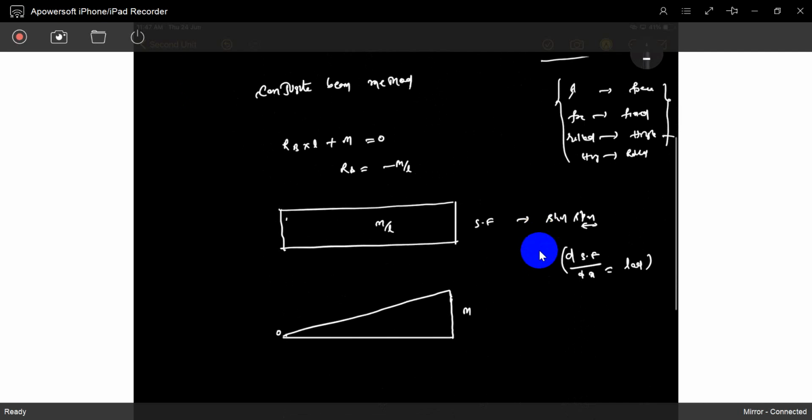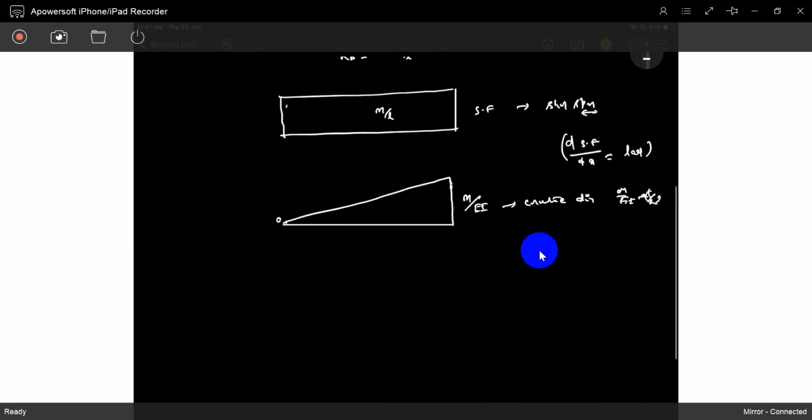So that is the bending moment diagram. If you divide it by EI, it will be the curvature diagram. M by EI is 1 by R. It's a curvature, the change in slope. Curvature is change in slope.